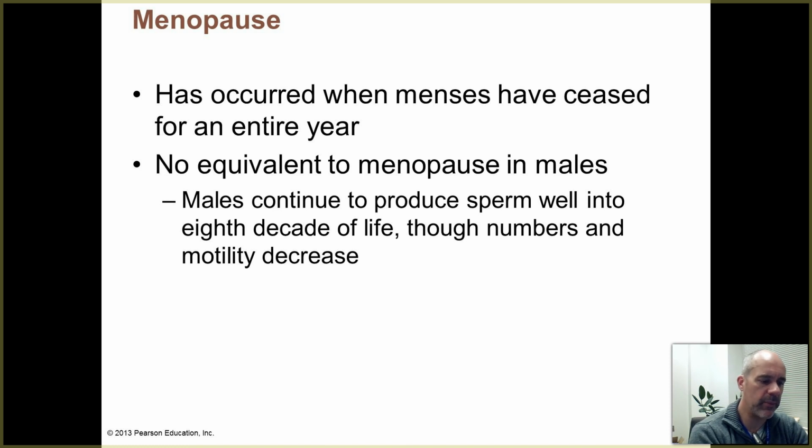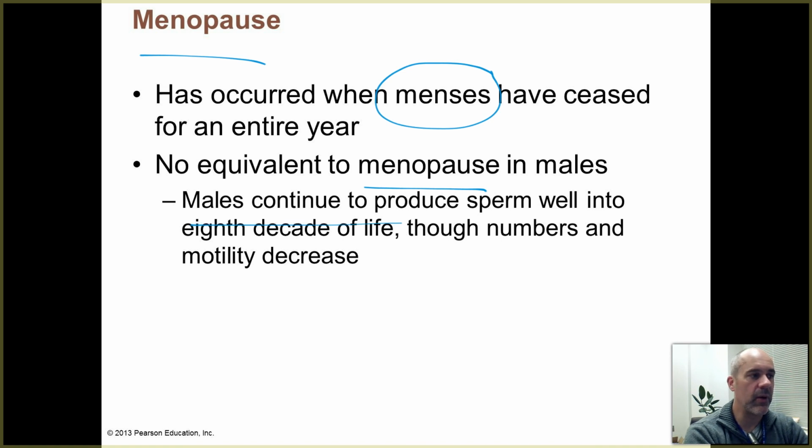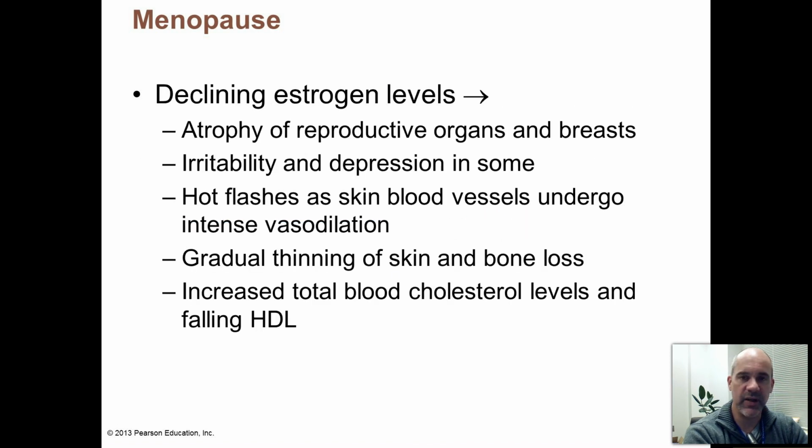All right, what is menopause? A woman is officially in menopause when menses, those are menstrual periods, have ceased for an entire year. There is no equivalent to menopause in males. Males will continue to produce sperm well into their 70s and even 80s, maybe even older, although aging does reduce their numbers and sometimes they don't swim as well.